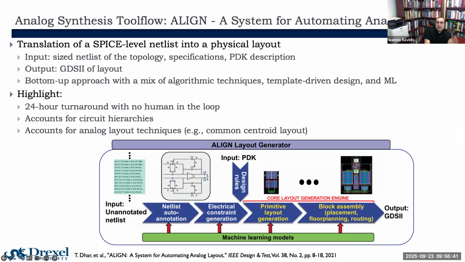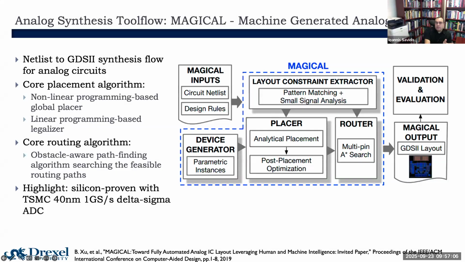I talk about Align and Magical in the slides, one coming out of the University of Minnesota and the other one from Texas, Austin, and then there's BAG out of Berkeley. My own group has been using open source tools as much as possible so that any kind of data set that we do generate, we are able to distribute. So that's on the tool side. This is the Magical.